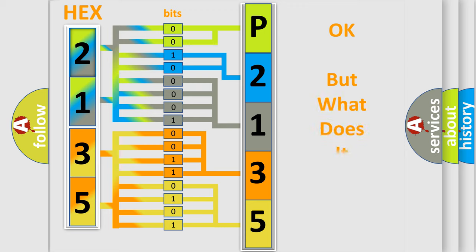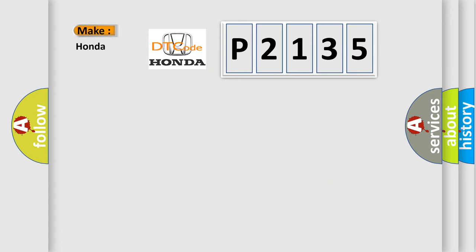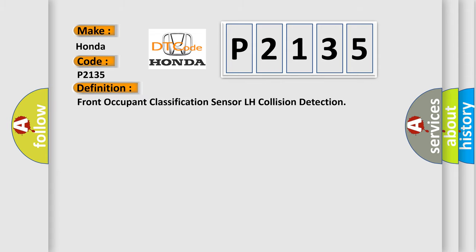The number itself does not make sense to us if we cannot assign information to what it actually expresses. So, what does the diagnostic trouble code P2135 specifically interpret for Honda car manufacturers? The basic definition is front occupant classification sensor LH collision detection. And now this is a short description of this DTC code.